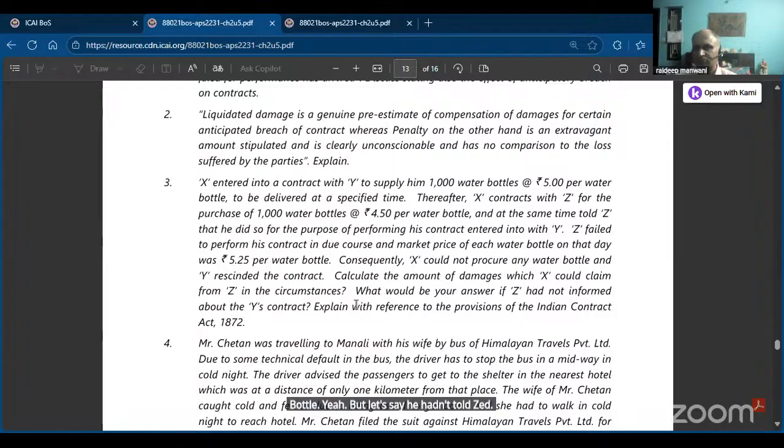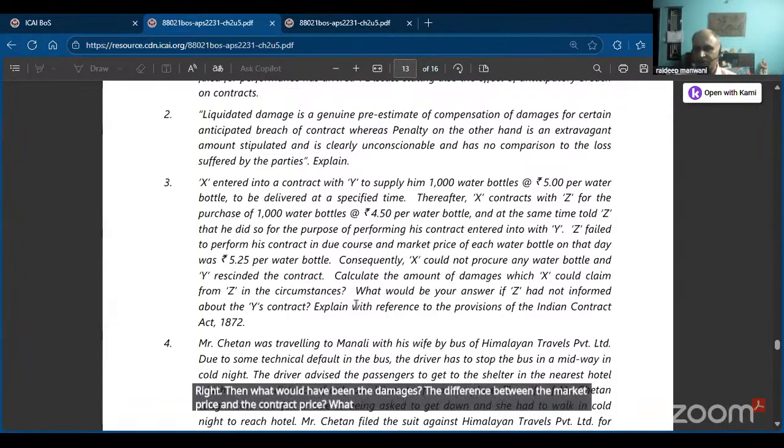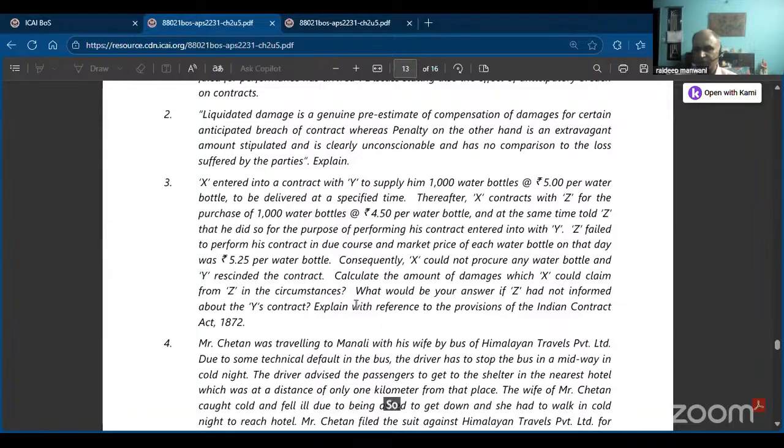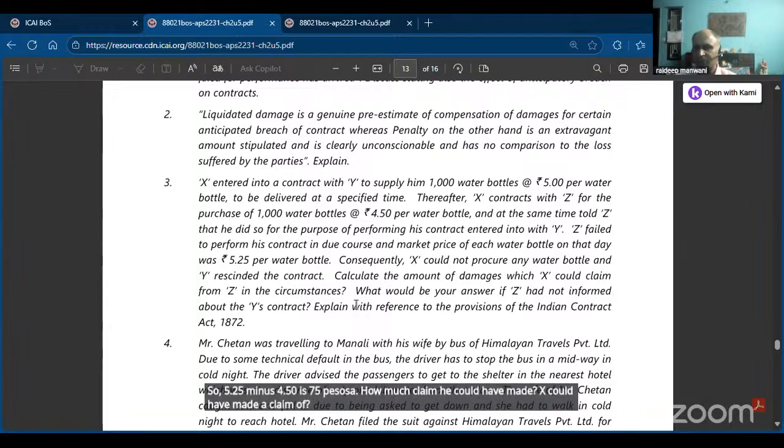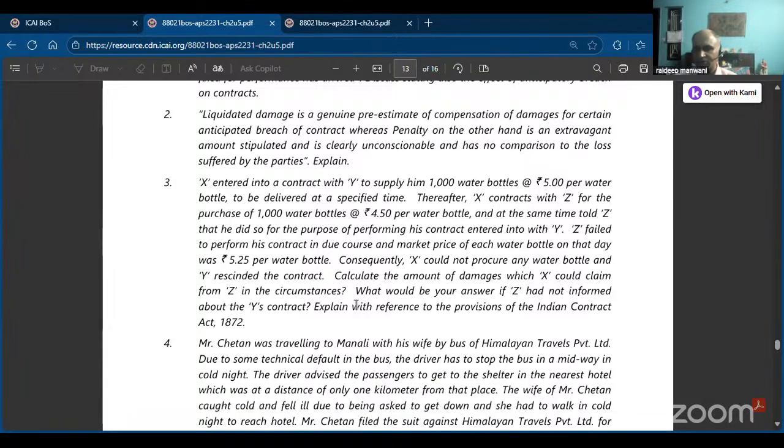But let's say he hadn't told Z about the contract with Y. Then what would have been the damages? The difference between the market price and the contract price. What is the market price? On that day it is 5.25. So 5.25 minus 4.50 is 75 paisa. How much claim could he have made? X could have made a claim of 750 rupees. This is X and Z.